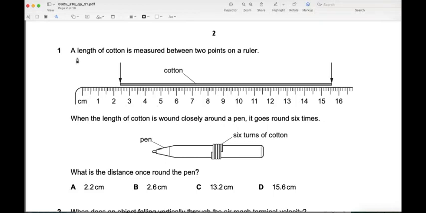In the first question, a length of cotton is measured between 2 points on a ruler. You see where the cotton started from. This long mark is 2.5, so the point before it is 2.4. This point is 2.4, so we write down 2.4. The beginning is 2.4. At the end we have 50.5, 50.6, so we have 50.6.